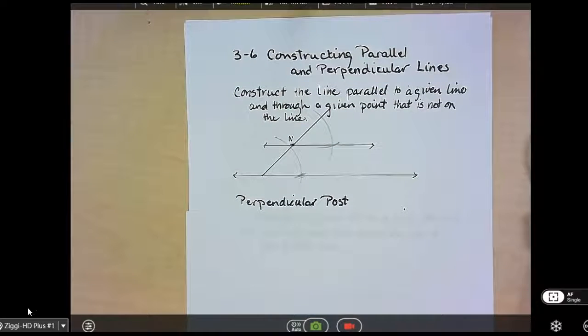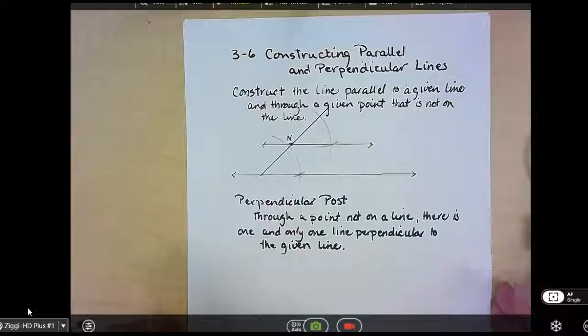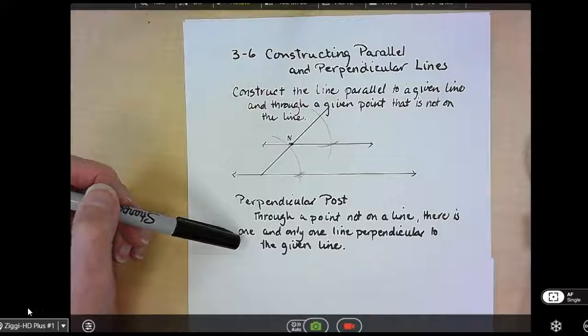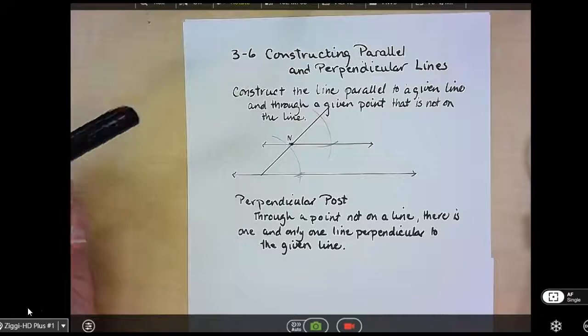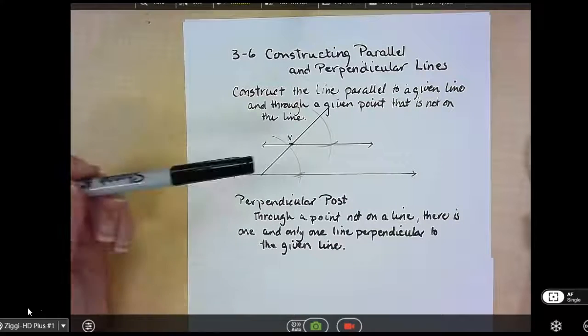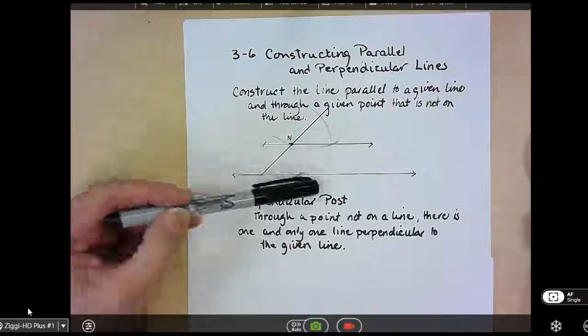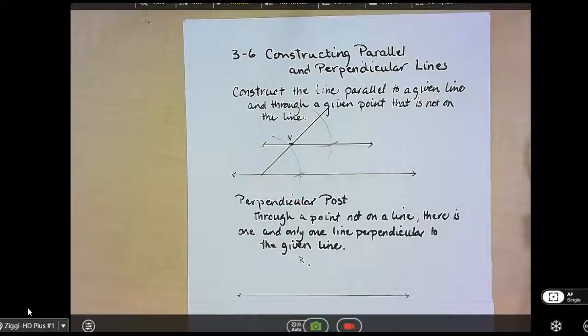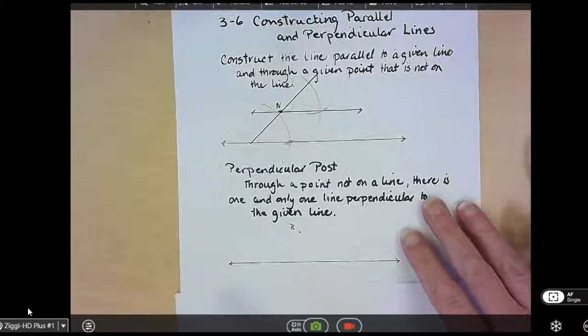Second drawing I'm going to do today is draw a perpendicular postulate. Oh, sorry, forgot. We have the postulate before we do the drawing. So the perpendicular postulate: through a point not on a line, there is one and only one line perpendicular to the given line. So just like yesterday with 3-6, when there was only one line parallel to any given line through a point, there's only one line perpendicular through any line given through a point.